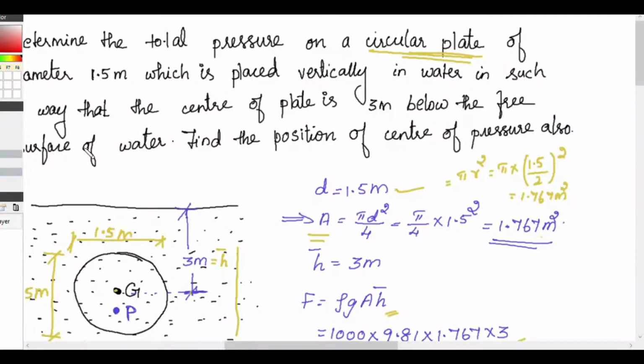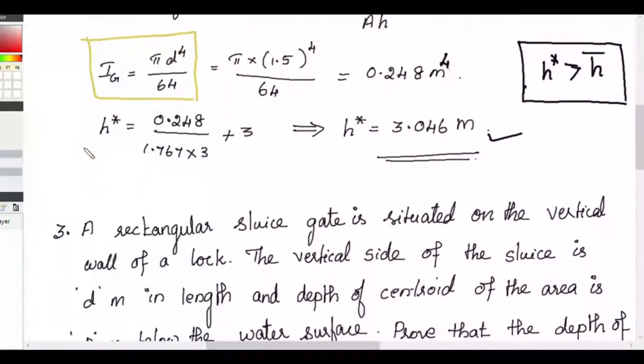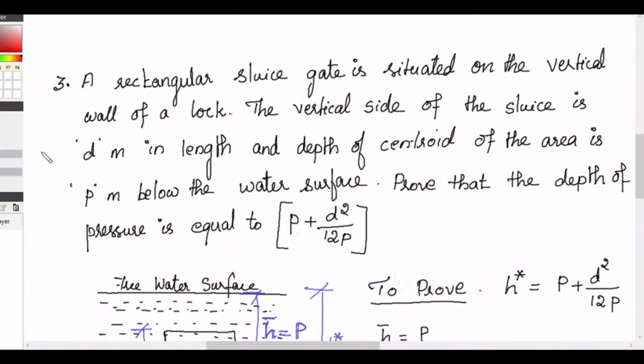Now we will move on to the third problem. The third problem is a rectangular sluice gate. Such problems are very important for your university question because in the syllabus it is given as application for sluice gate problems. So you should be very careful.